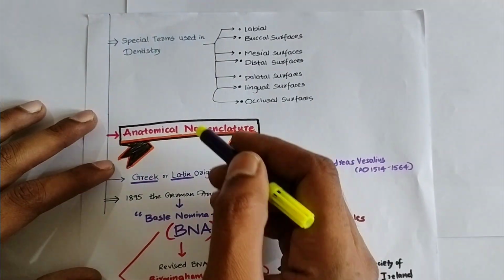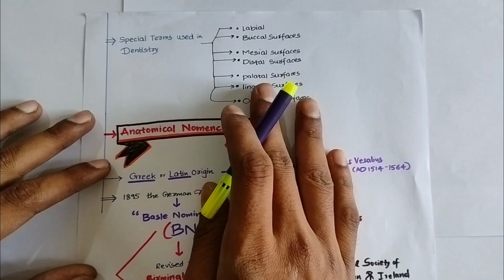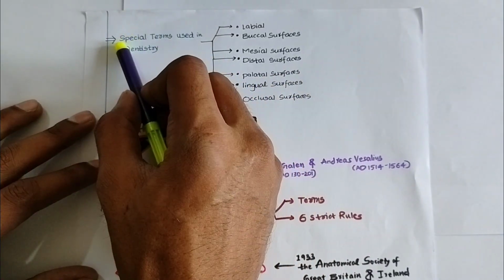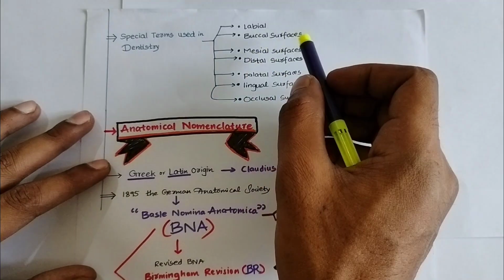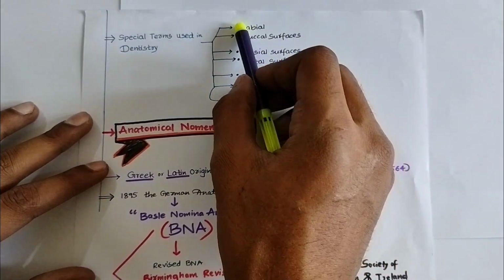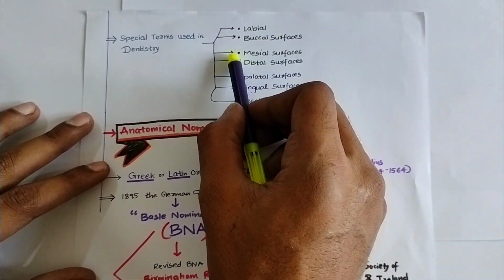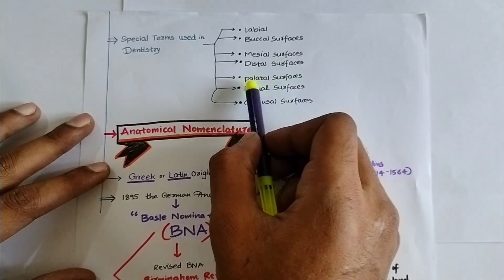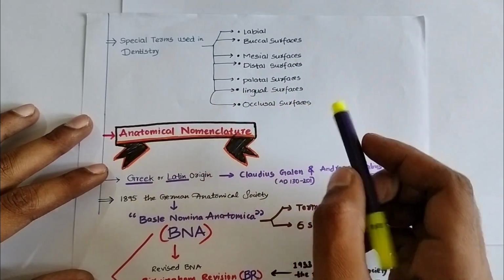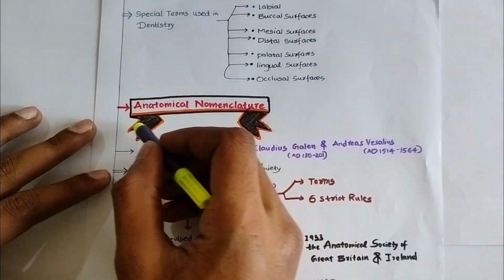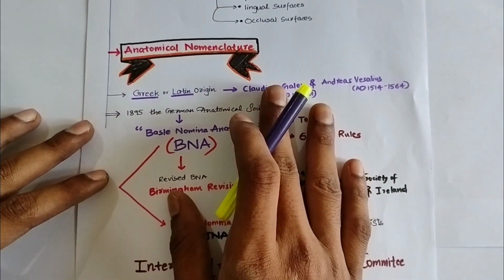So at last, we come to the last page of the skeleton. The special terms used in dentistry, you should know, as a science student, as a medical student. You should know what are labial and buccal surfaces, mesial surfaces, distal surfaces, palatal surfaces, lingual surfaces, occlusal surfaces. And the anatomical nomenclature is very important.